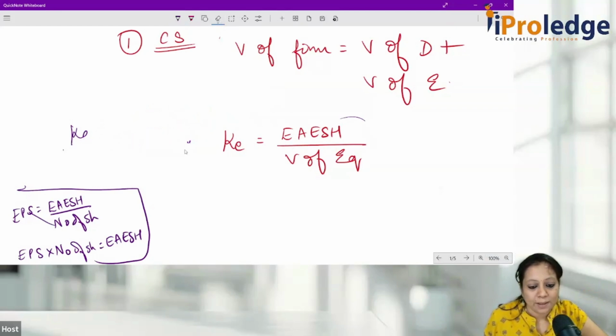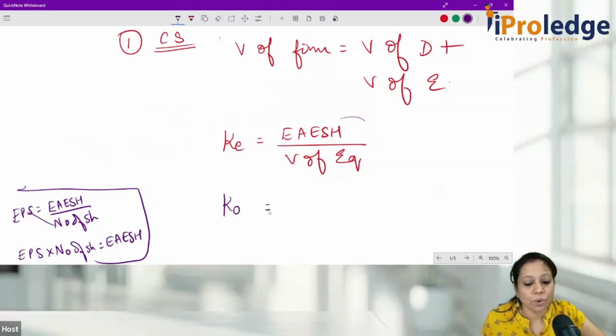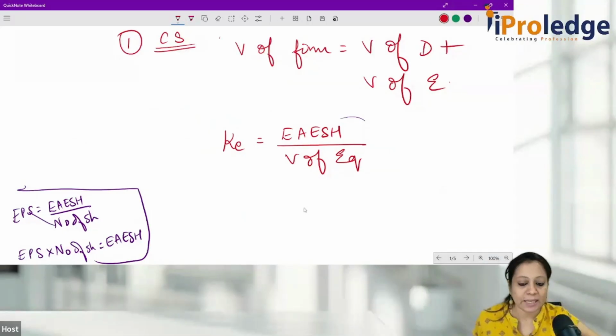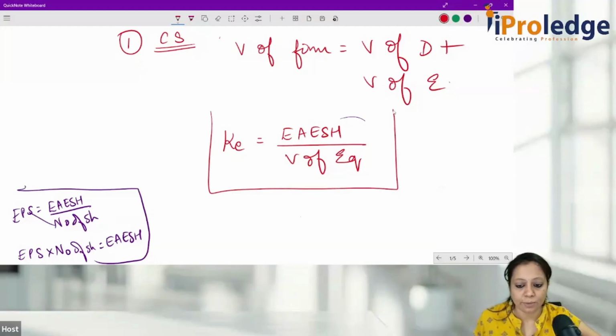Now let's march forward to KO. KO stands for the overall cost of capital. KE stands for cost of equity. EAESH stands for earnings available to equity shareholders. Value of equity is the denominator in this formula.